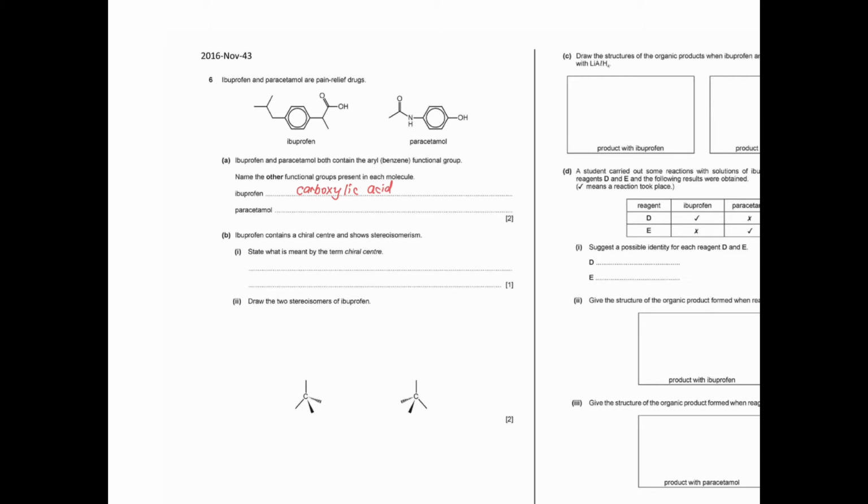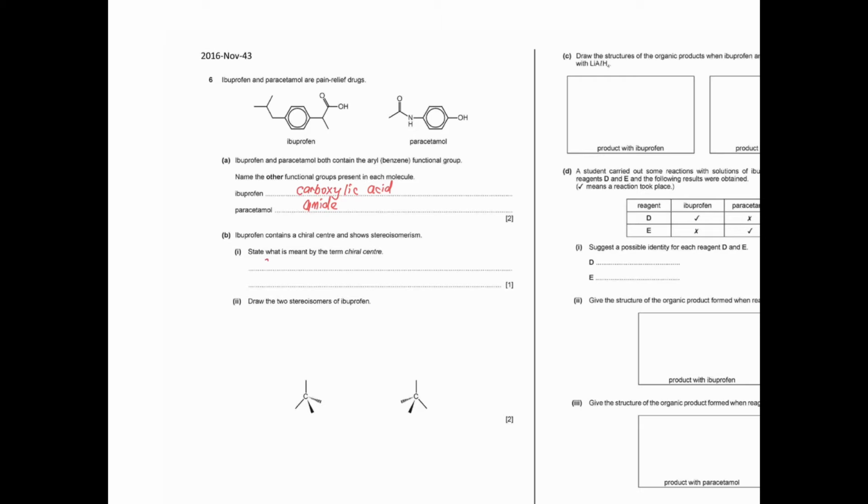Paracetamol, you can put this part, the C double bond O and NH. This part is called amide. Okay, now we move on. Ibuprofen contains a chiral center and shows stereoisomerism. The chiral center here is the chiral carbon. That means the carbon is stuck to 4 different groups. So state what is meant by the term chiral center.